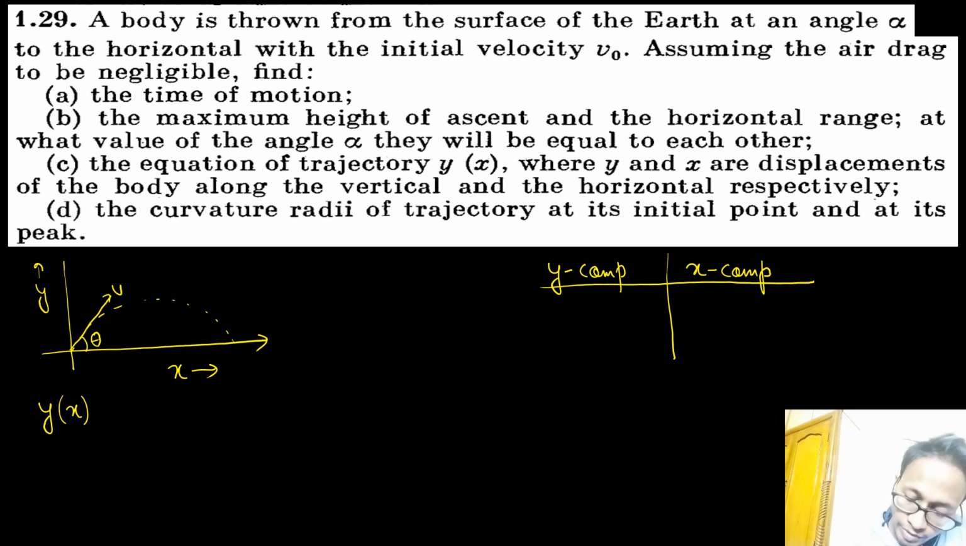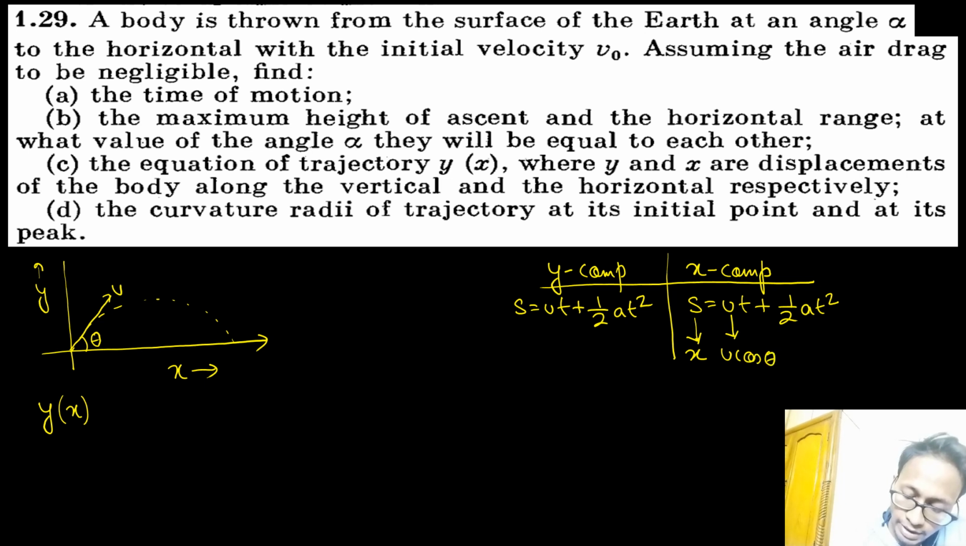Okay, so here can I apply s is equal to ut plus half at square? In the y component also s is equal to ut plus half at square. What is s? The displacement in the x-axis. What is u? The initial component of velocity in the x-axis, u cos theta, and time is t here. The acceleration in the x component is always 0. So from this equation, can I get x is equal to u cos theta t, or t is equal to x by u cos theta?